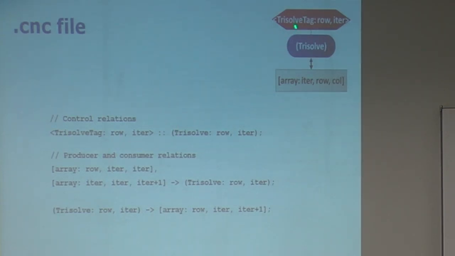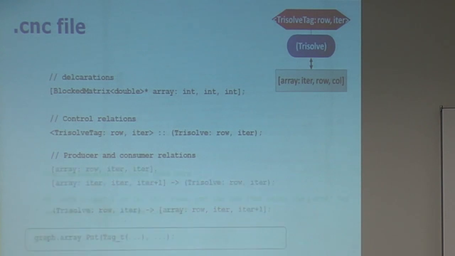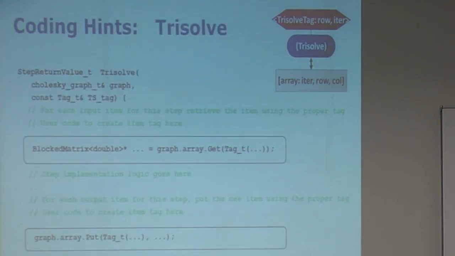This is just this dotted line here. So this represents the control relationship. And then in addition, we have some declarations which are types. So here the array subscripts are integers, and this is the type of the contents of the item. So this is a language in itself, and what we do is take this and translate it for you into something that looks like a step.